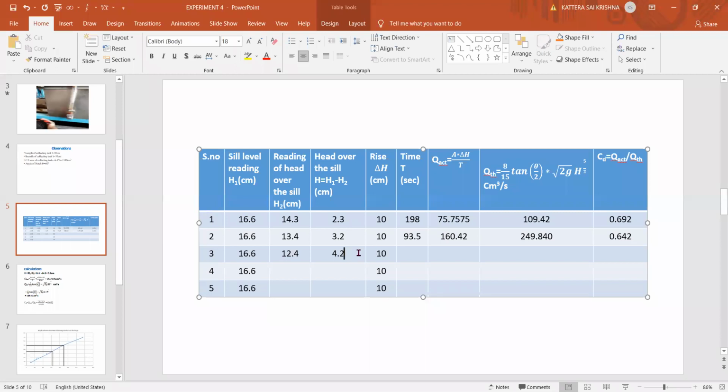After the water is steady, coming in a constant, steady flow, we need to calculate the time taken for the 10 centimeters rise in the collecting tank again. The time taken for this third reading is 54.56 seconds. Please calculate Q actual, Q theoretical, and again CD. Randomly again I will ask.